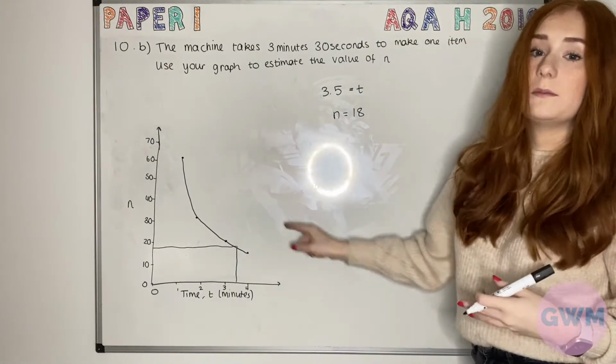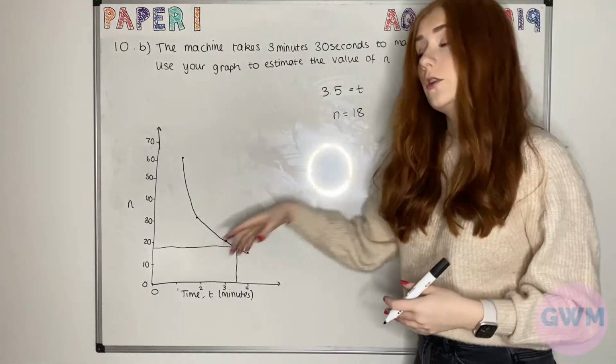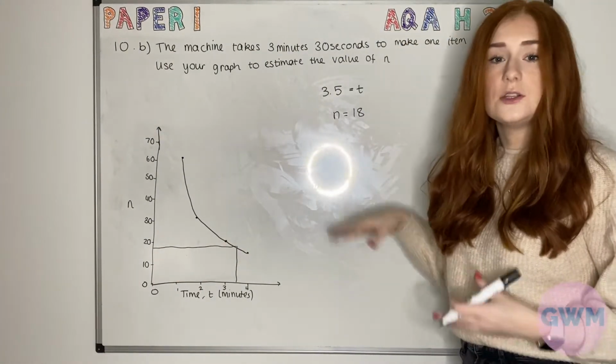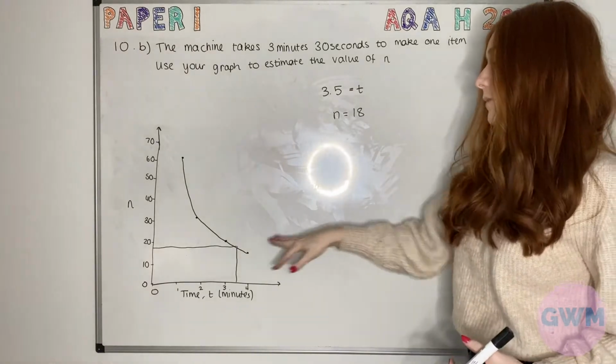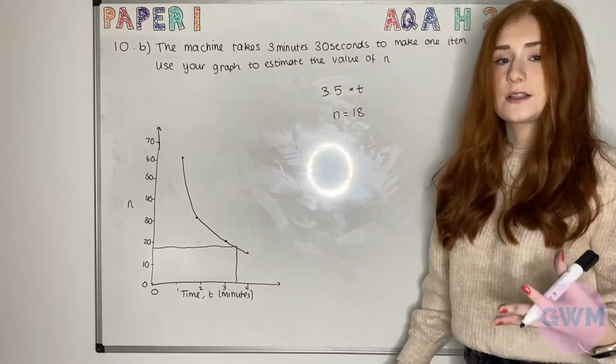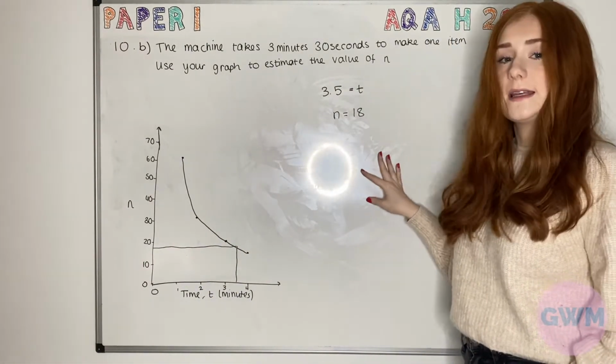So they will mark it based on if you've done that accurately or not. So for me, my n is 18, yours might be 17, yours might be 16. But as long as you've used your graph accurately, that's fine. So for this one, n is 18.